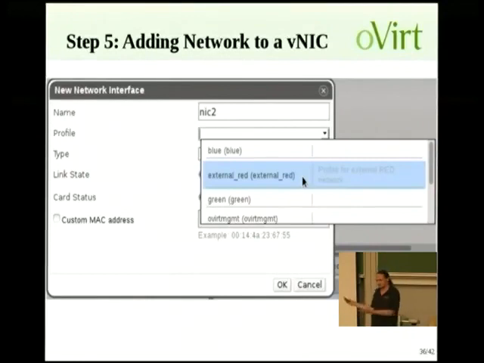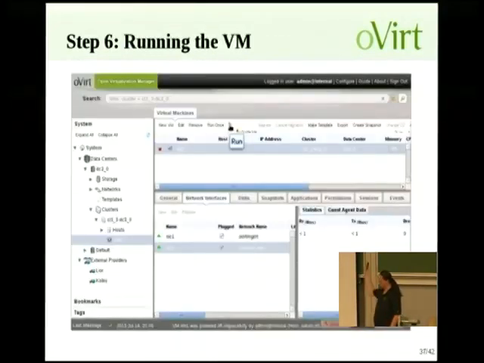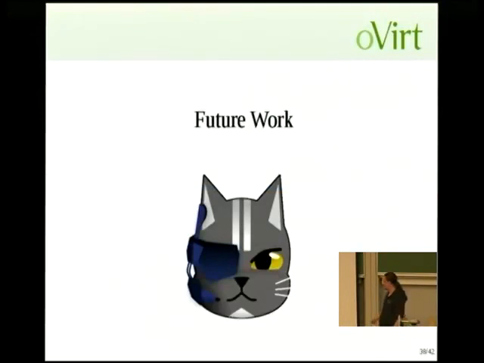It doesn't matter if Orbit is controlling the network or Neutron. The VM doesn't care. It just uses the network. And basically, in the end, you run the VM, cross your fingers, and everything works, right? Especially if Neutron is working. So, yeah.